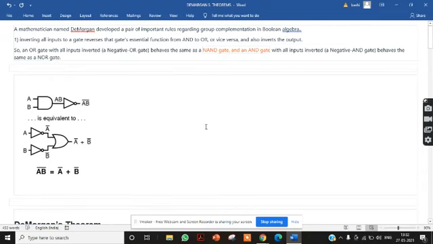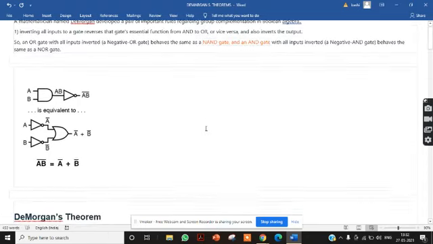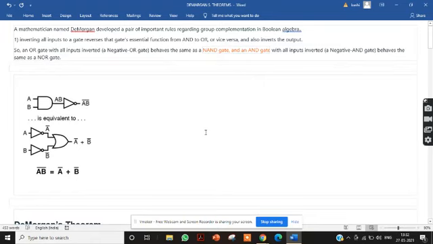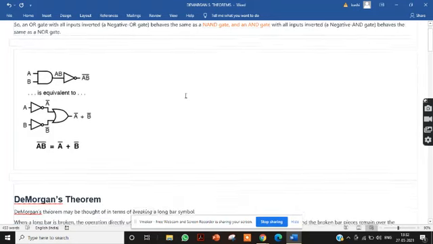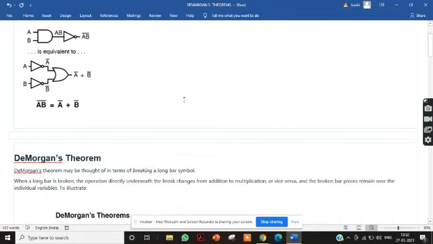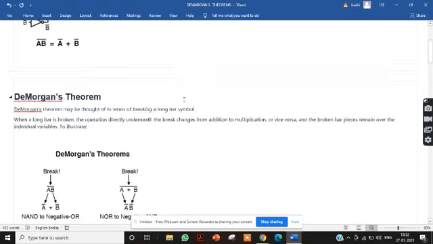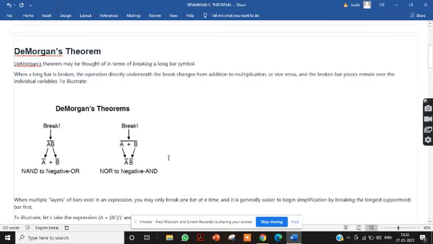Students, today we are going to discuss De Morgan theorems. There are two types of De Morgan theorems. Number one is (AB) whole bar becomes A bar plus B bar, and the second one is (A plus B) whole bar is equal to A bar into B bar. These two are De Morgan theorems.